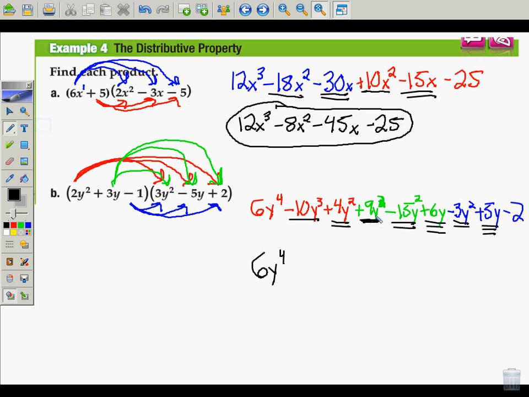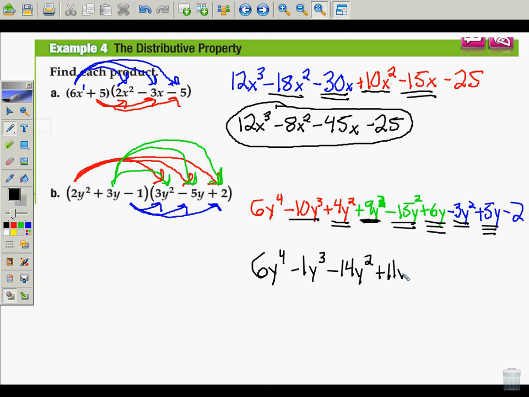I'm just writing the 1 in case you're confused about what the coefficient should be, or the number in front of the variable. Now I'm going to combine my squared terms. I have positive 4y squared minus 15y squared minus 3y squared. If you think about it, 4 minus 15 is negative 11, minus 3 gives me negative 14y squared. Then I've got to combine my y terms. Positive 6y plus 5y gives me positive 11y. And then don't forget about your negative 2 at the end.